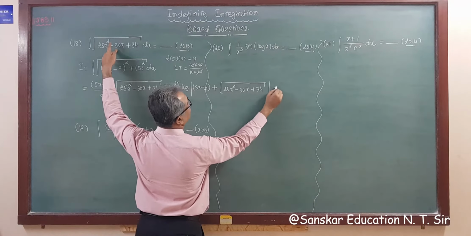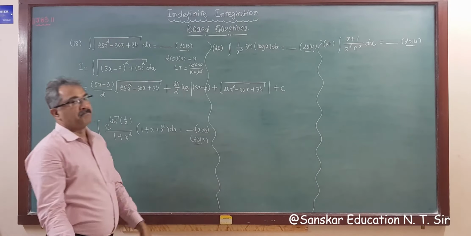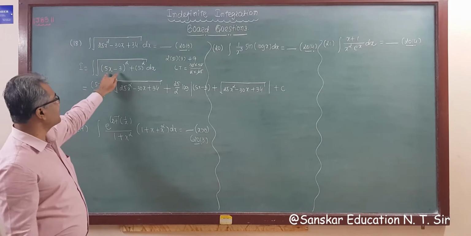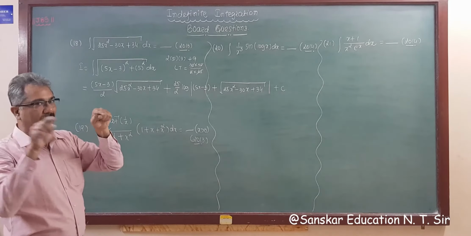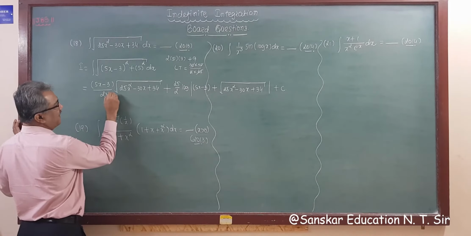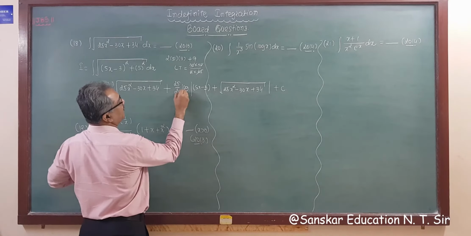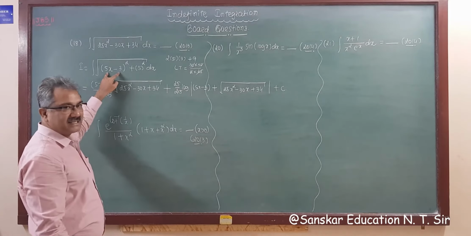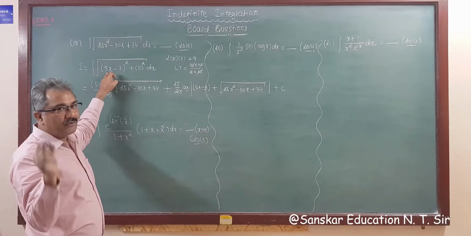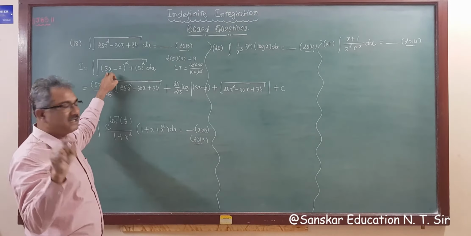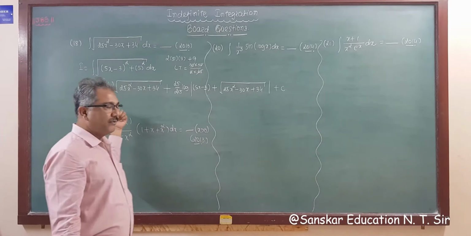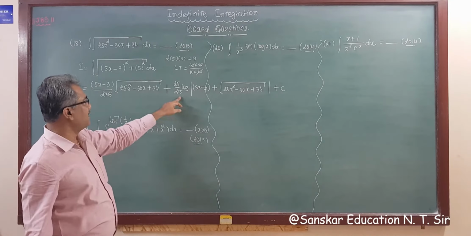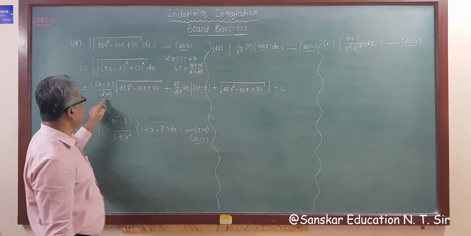And plus c, right? But x is not in a standard form, so you have to divide the whole answer by 5. That is, you have to multiply by 5 here and multiply by 5 here, because the derivative of this is 5, right? So you have to divide by the coefficient of x, that is 5. So by dividing by 5, this is 10, this is 10. So what is your answer? (5x minus 3) by 10.